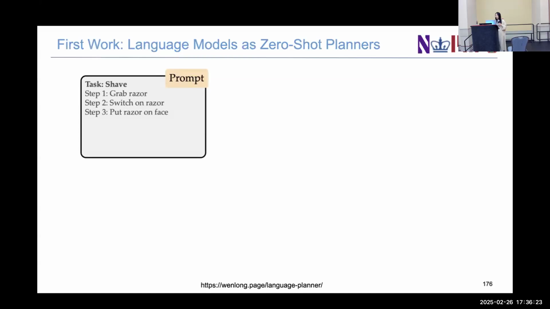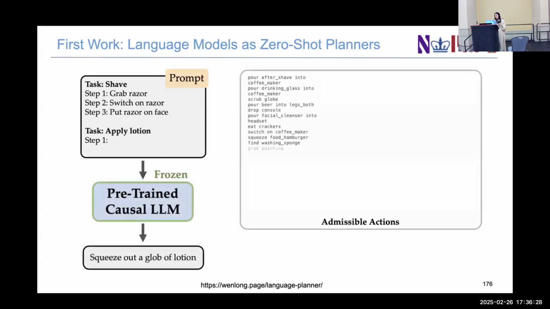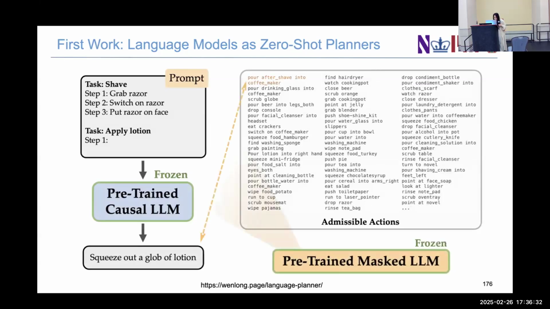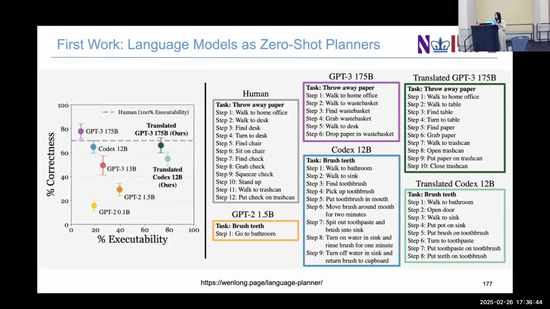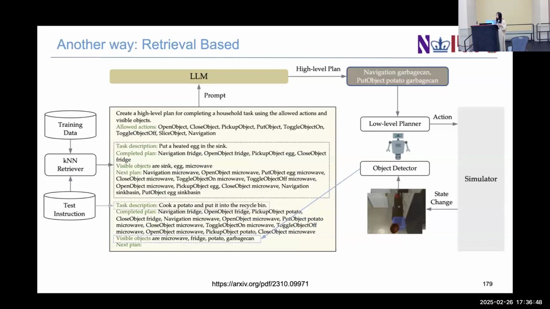They just leverage a pre-trained large language model to do this. For example, when they predict this action sequence, like squeeze out a glob of the lotion, this action we need to map to the actions that are supported in the environment. Like here, the supported action is pour lotion into the right hand, and then we can do the mapping by directly searching. And another way of doing this mapping is retrieval based.